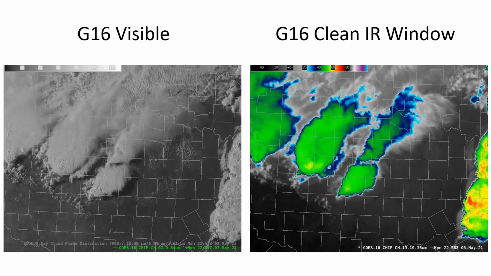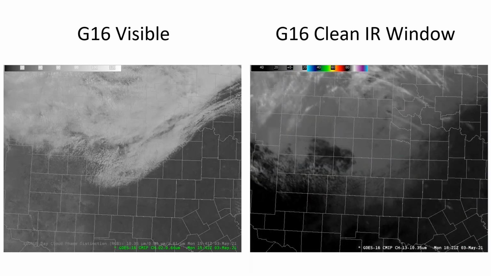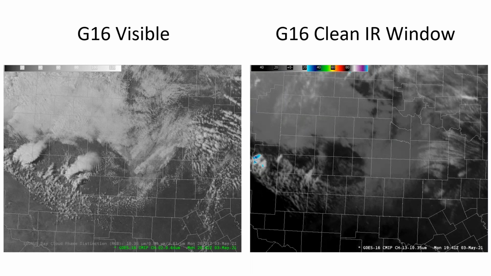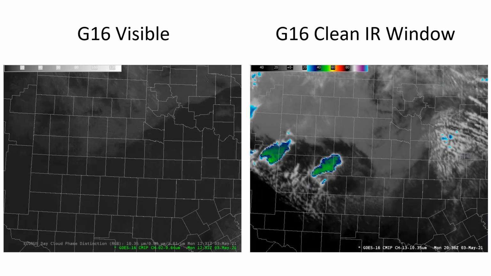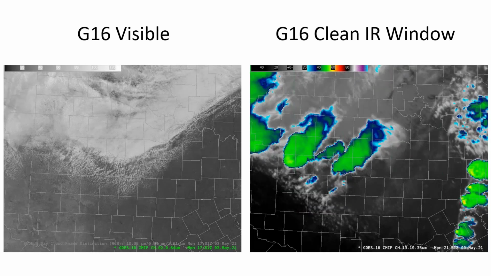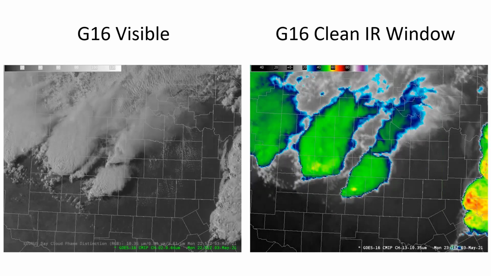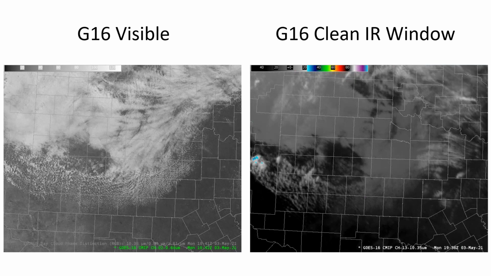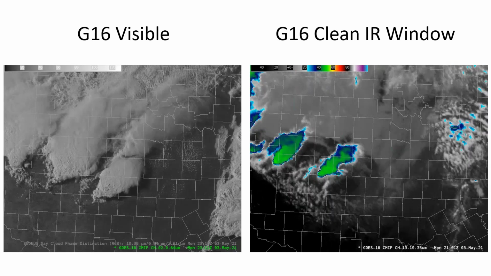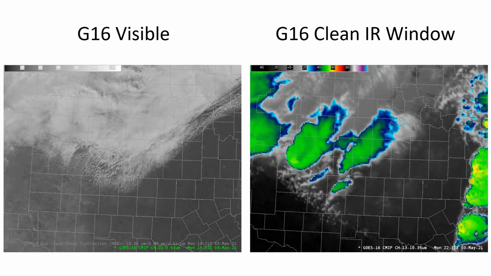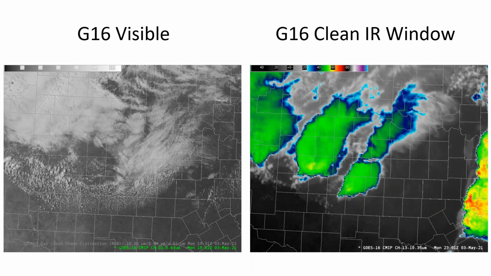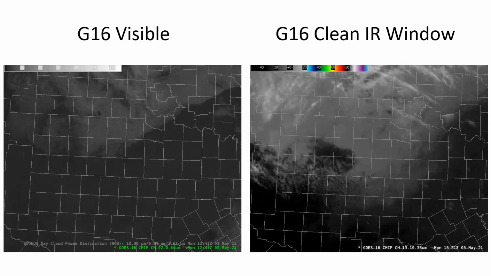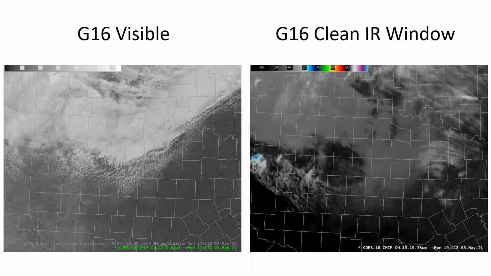The clean IR window, so the infrared channel, does a good job at showing these storms. You can see that they're not cooling as much as the storms in eastern Texas were, where the environment had much more CAPE. But you can definitely see in both the visible and the infrared the amount of shear that was out there that day. You can see that the anvils were spreading quickly to the northeast, which is the direction that the shear was headed. So they were definitely being sheared.